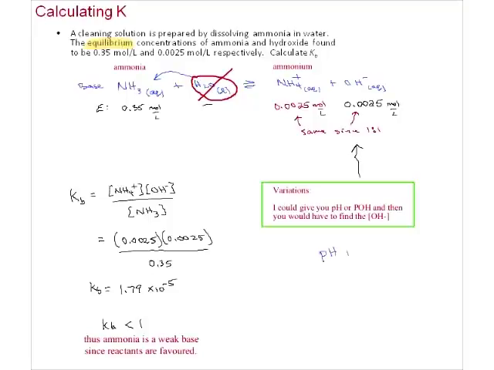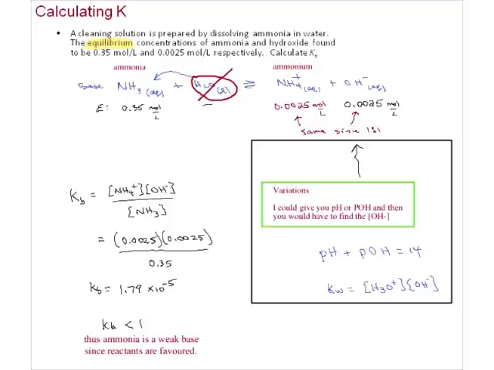pH plus pOH equals 14. And we could also get the hydronium and hydroxide by using this formula, right? Kw is hydronium times hydroxide. So I could do variations of this question by giving you a pH, and then you have to find pOH and then calculate the OH minus, or you could do the opposite there. All right, so there's lots of variations that we could do of this particular question.